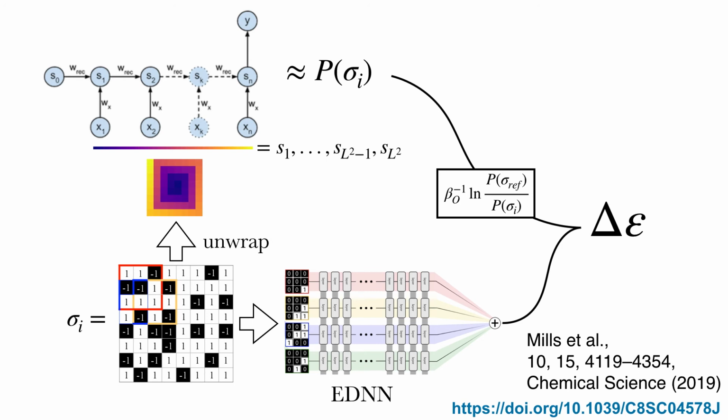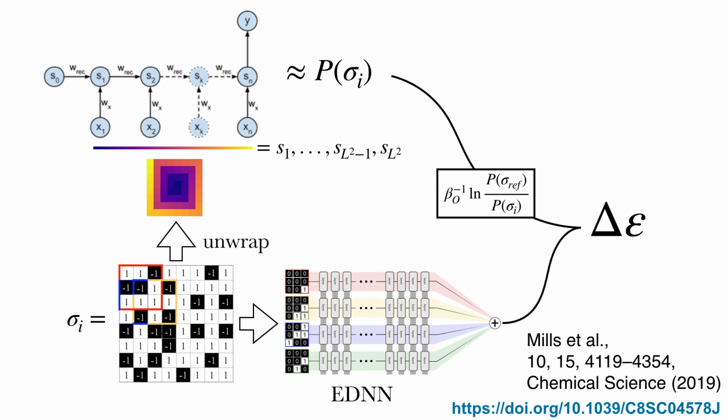Now let's add a second branch to this workflow. I'm going to take the exact same configuration, but I'm going to feed it into a feed-forward net, and I'm going to train the feed-forward net on those labels. The particular type of feed-forward net that I'm going to use is something that we call an EDNN. An EDNN is something that we published last year in Chemical Science, and I've got a link to the DOI there. So what is an EDNN?